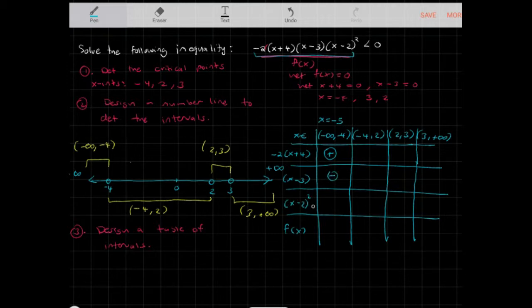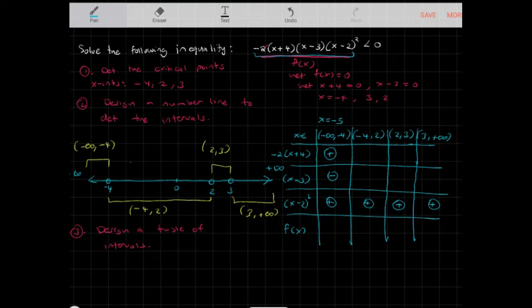Now this factor will always create positive outputs because even if you have a negative squared, you always get positive. So I'm just going to write positive across the board. So we really only have to look at these two factors. And you don't actually have to write this in your interval table, but it's good to kind of understand it.